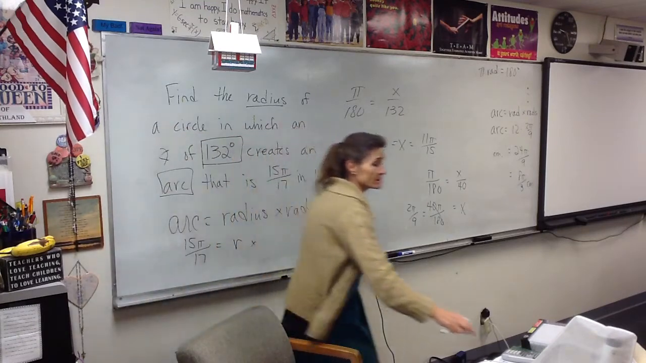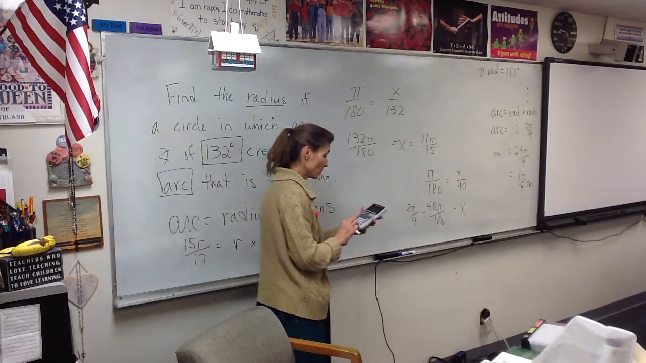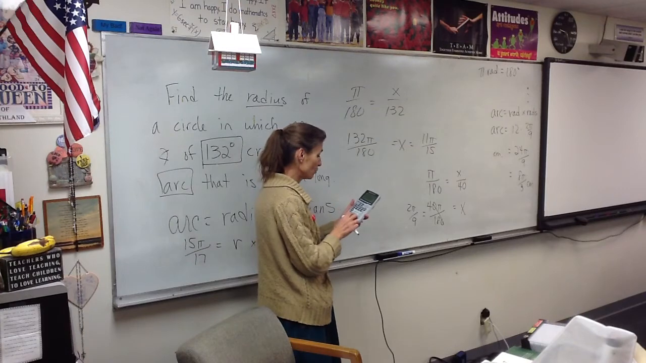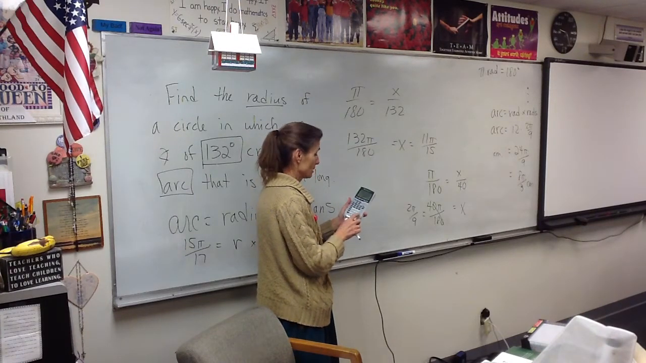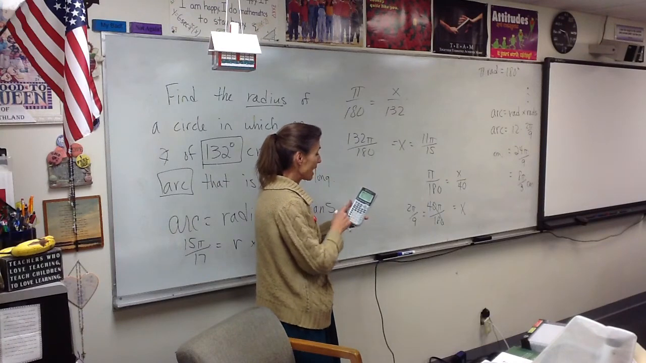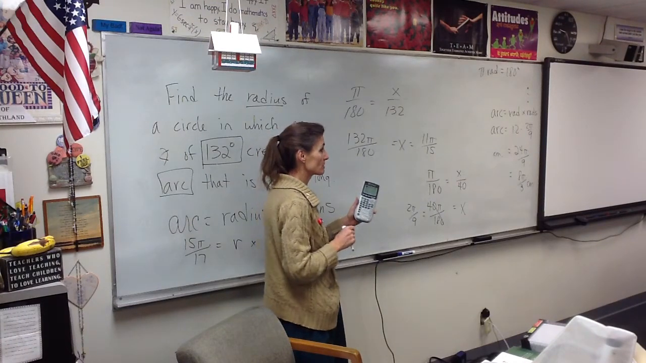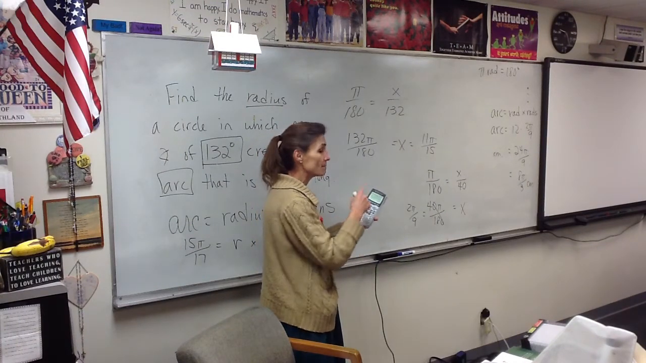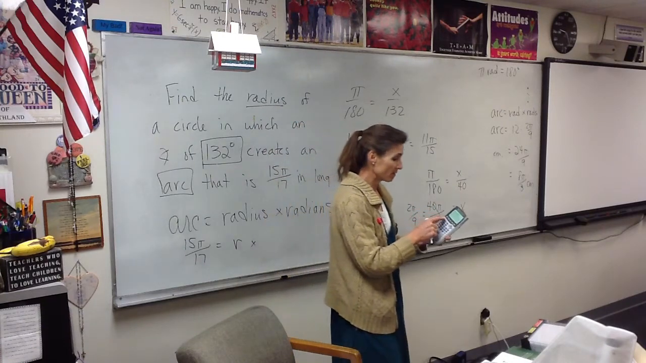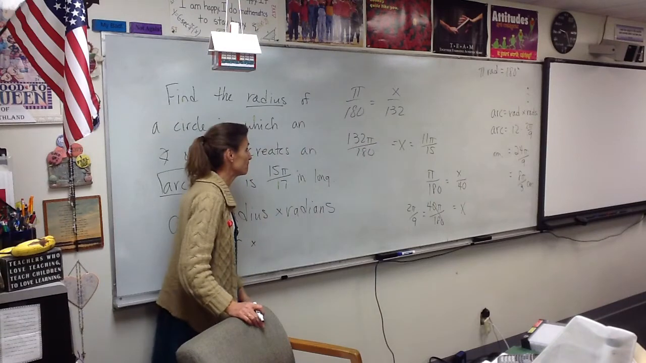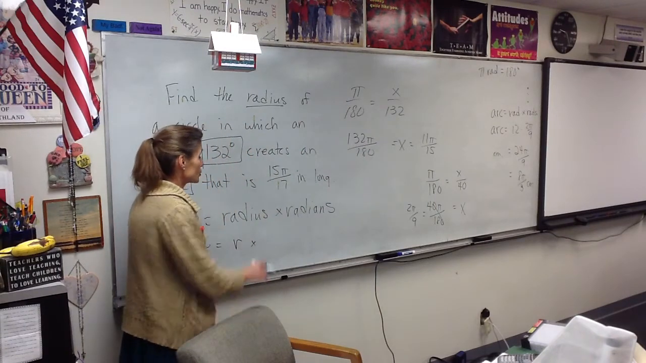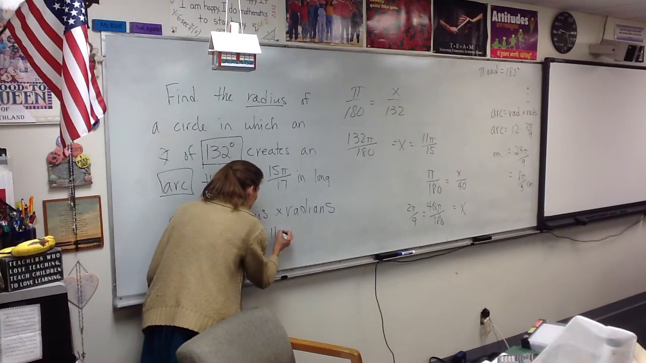By the way, a little aside here, for those of you that don't know how to do that on your calculator, if you do 132 divided by 180 and then hit math, the very first option is frac. Just hit enter a couple times and it will change that. Math frac changes a decimal into a fraction. So now I'll put 11 pi over 15 right here.